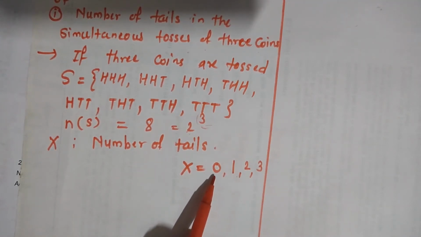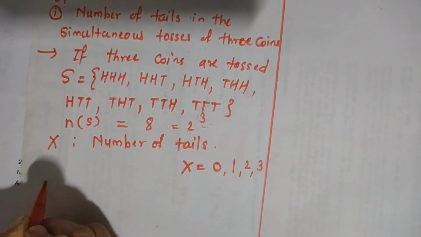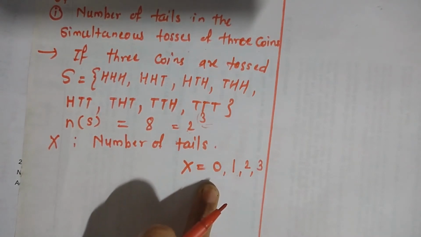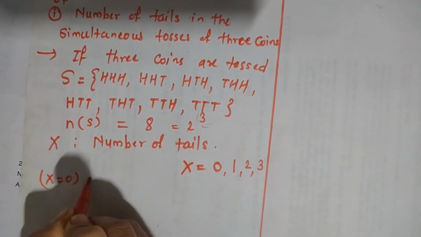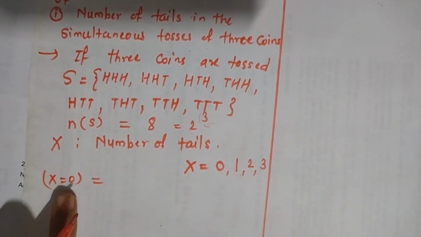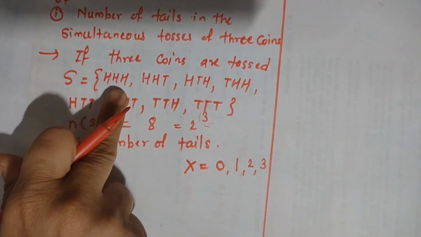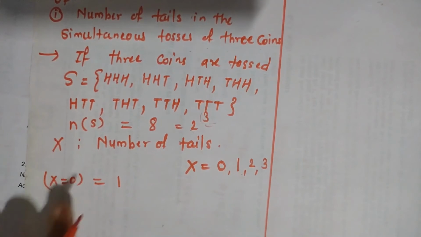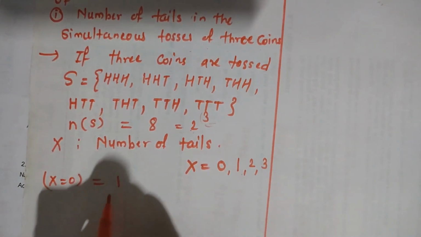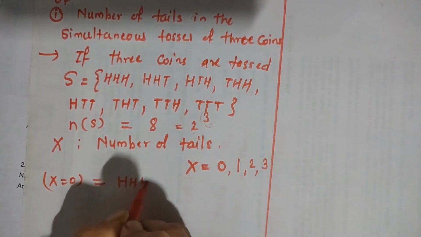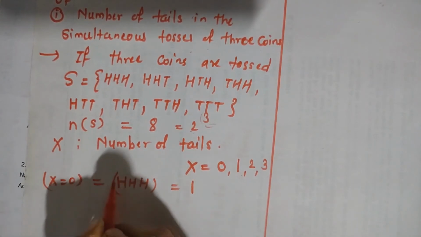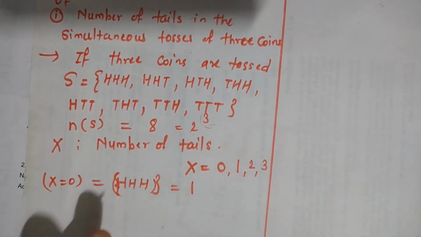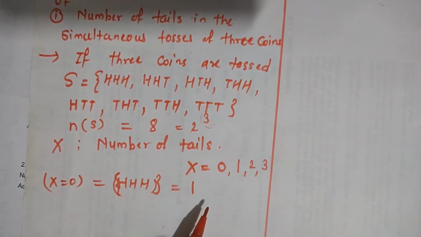So the number of possibilities of X equal to 0. First find the number of possibilities of X equal to 0. If X is equal to 0, then there is no tail, the possibility is 1. So the number for X equal to 0 is 1, and this possibility is HHH. The possibility is HHH, there is no tail, so the possibility is 1.